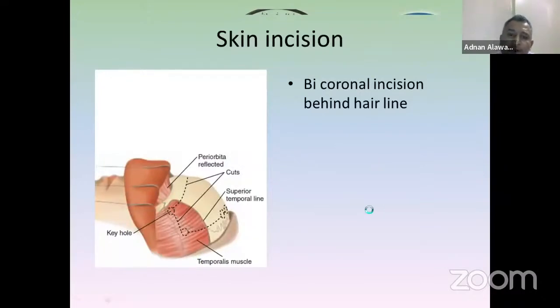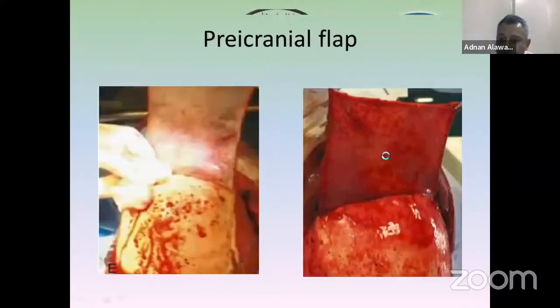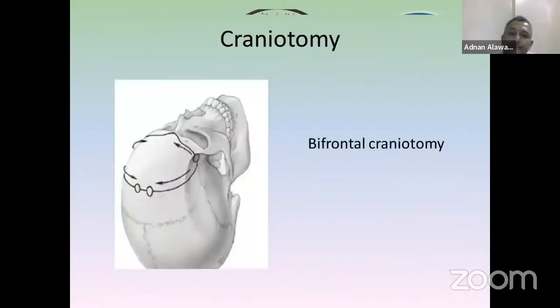And craniotomy was done, a bifrontal craniotomy. This is the pericranial flap we should preserve to use for reconstruction or for cranialization of the skull base. We dissected it as a single piece for reconstruction of the skull base and for cranialization of the frontal air sinus.